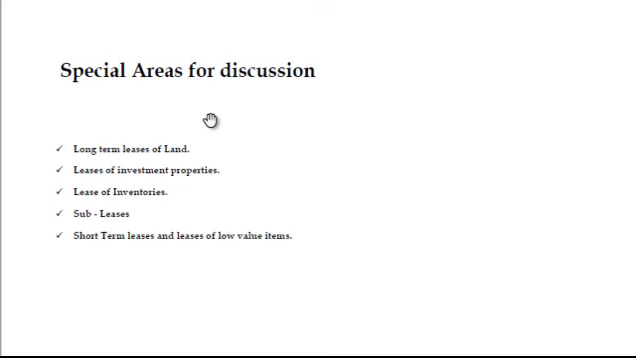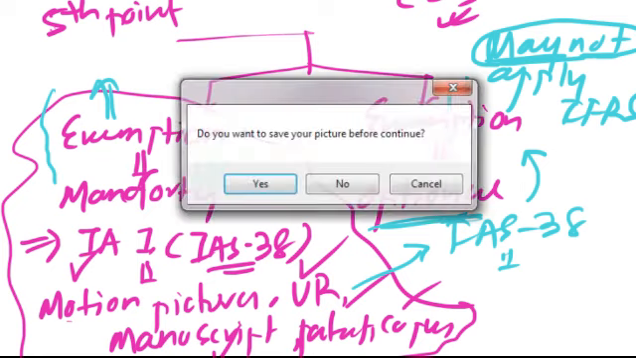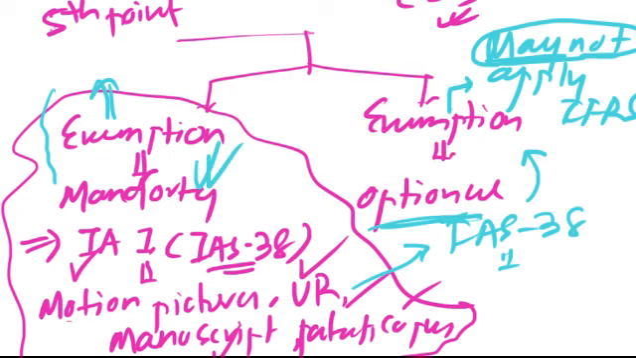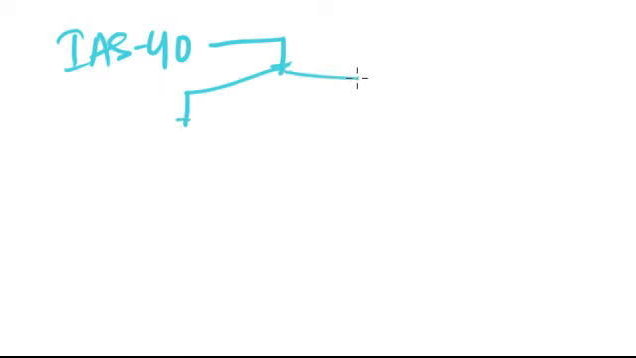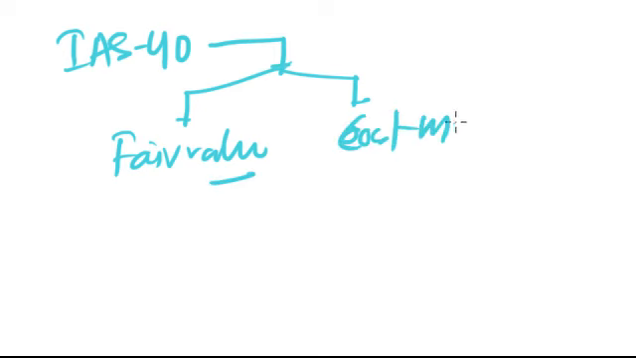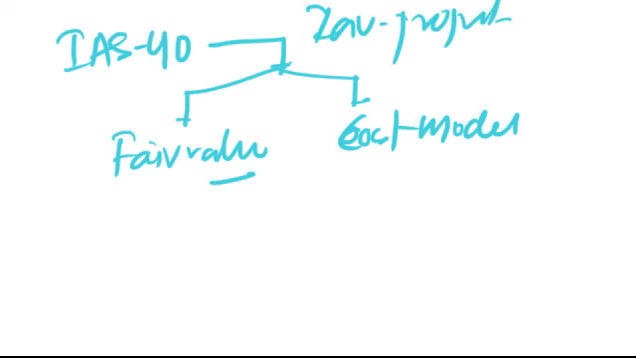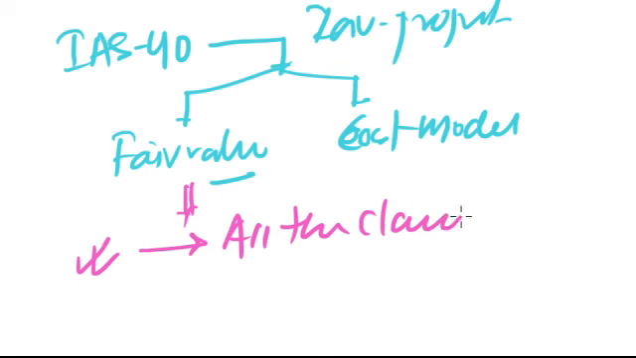Give me a minute, I'm going to explain it again. IAS 40 gives the asset holder two options. Either they can go for the fair value model, or they can go for the cost model to account for investment properties. Simple. Now, if someone is going for the fair value model, they need to apply the same in all the classes of assets, of investment properties.